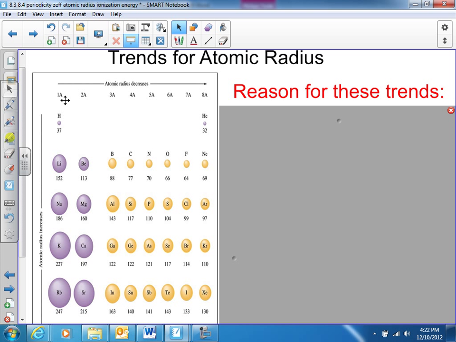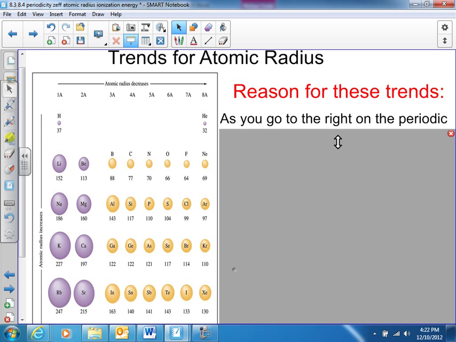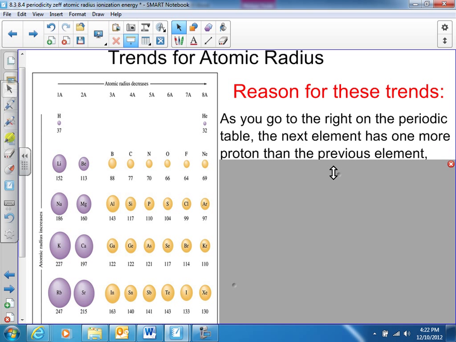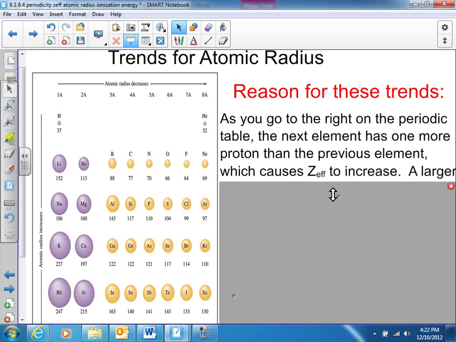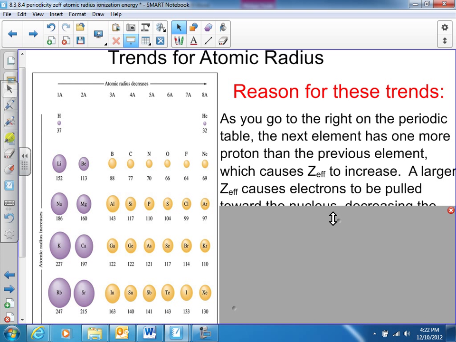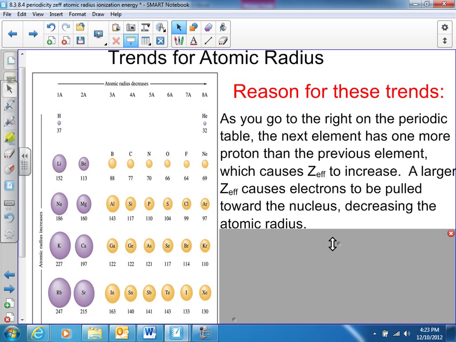Going down the periodic table should make a lot of sense. It's going to the right that usually confuses students. So let's look at some reasons. Now, as you go to the right on the periodic table, what is happening there? We're getting more protons, higher Z effective. And so what? What's the big deal? Well, if Z effective increases, the electrons are going to be pulled toward the nucleus. Those outer electrons are pulled toward the nucleus, and that makes the radius smaller. I hope that makes sense.